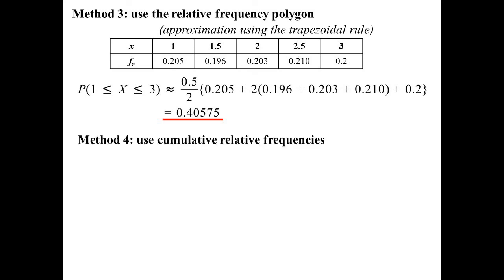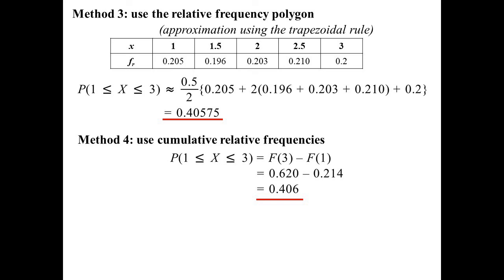A fourth way is to actually use the cumulative relative frequencies, and so this new function that I introduced. So if I'm going in between 1 and 3, I could say, well, it's going to be function 3 minus function 1. And then I read those values off. I'll get 0.620 minus 0.214, and then again, 0.406. 4 different ways there we could come up with the answer.